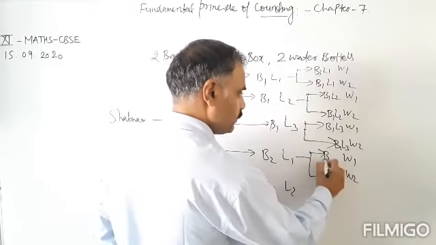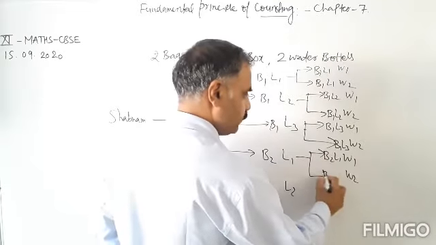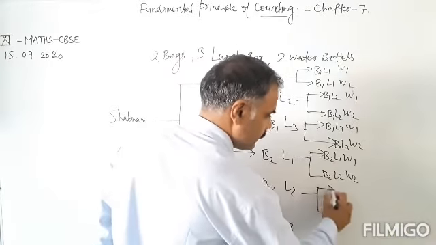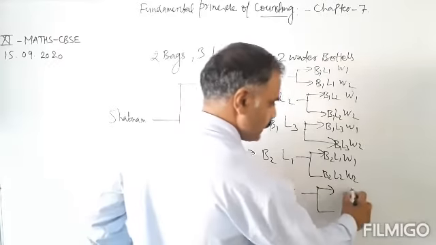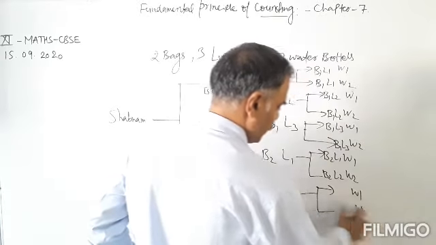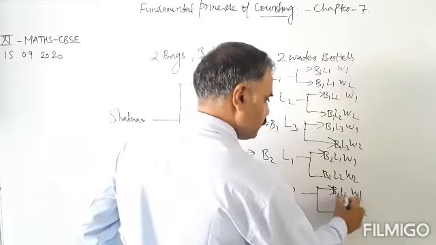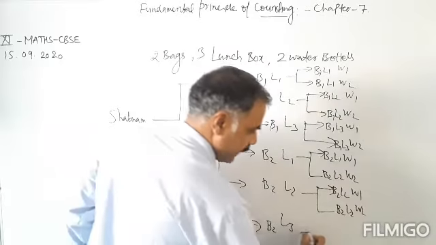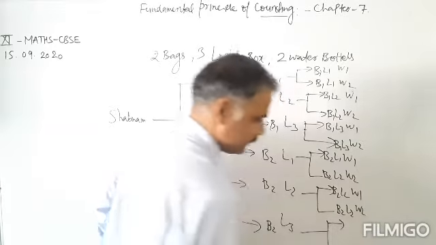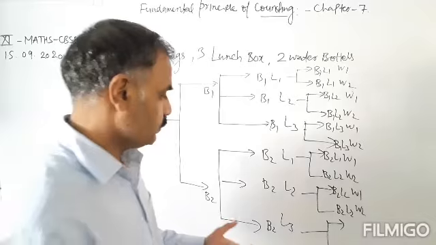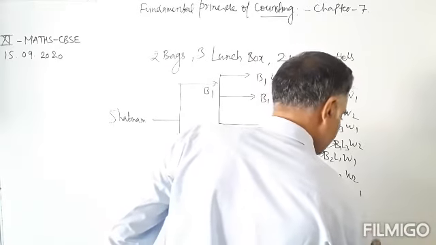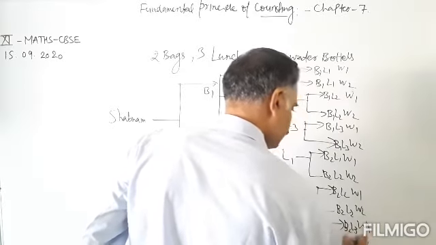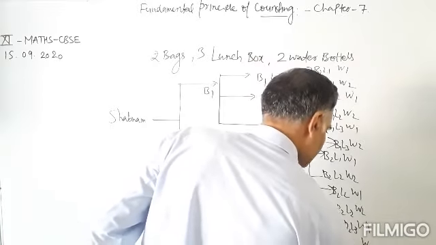Again with the next pair she has 2 choices of water bottle, W1 and W2. So B2 L1 W1, B2 L1 W2. Again she has 2 choices, W1 W2, so B2 L2 W1 and B2 L2 W2. Now with the last one she also has 2 choices, water bottle first and water bottle second, so B2 L3 W1, B2 L3 W2.